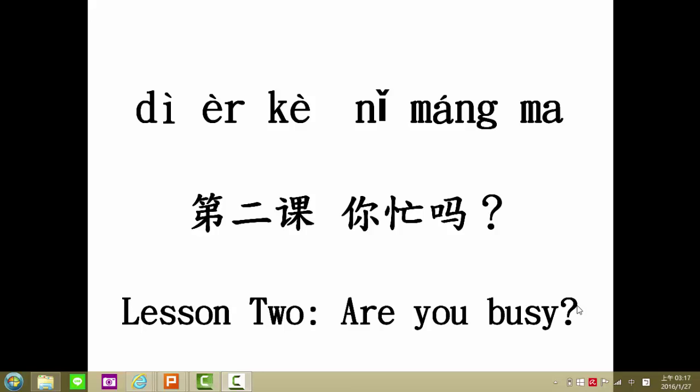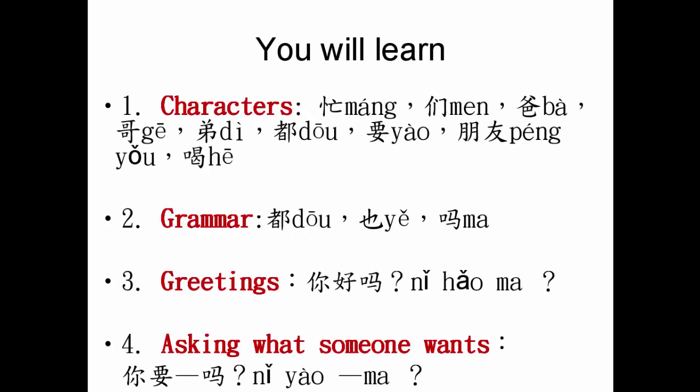We are going to talk about lesson two. 你忙吗? Are you busy? In this lesson, you will learn characters 忙, busy, 们, the plural function for subjects, 爸, father, 哥, brother, 弟, younger brother, 都, all, 要, want to, or want, 朋友, friend, 喝, drink. And the grammar point is 都, all, 也, also, or too.